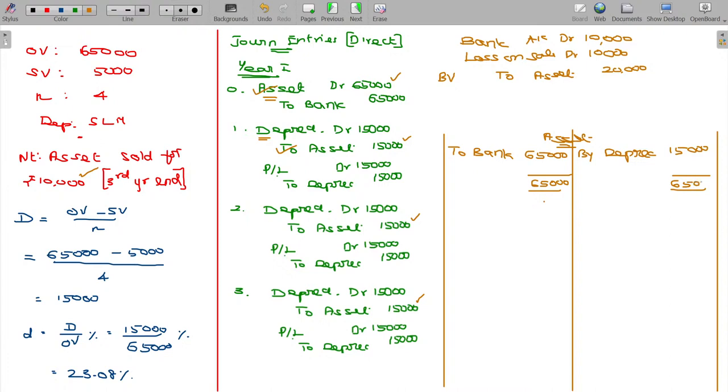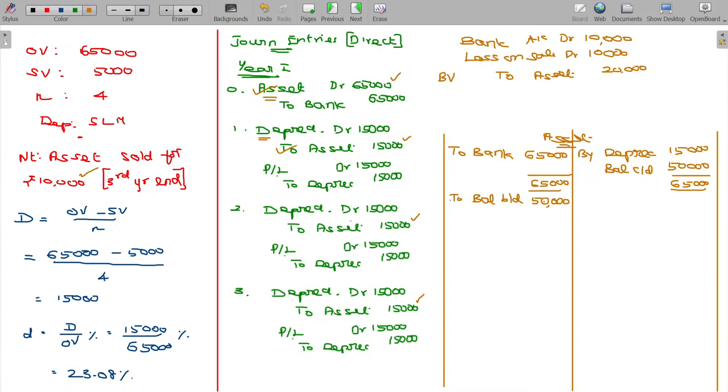50,000 being the balance here. Balance carried on. Transfer to the next year by balance brought down. This value being 50,000. Is that okay? Now we go to the second year. I will finish the asset account first. Okay, to balance.